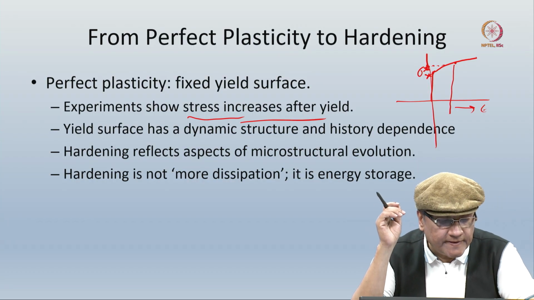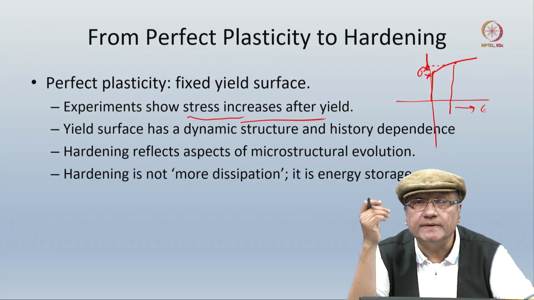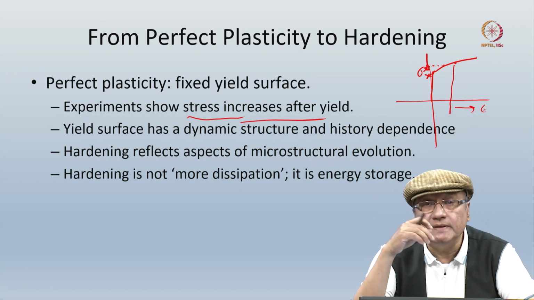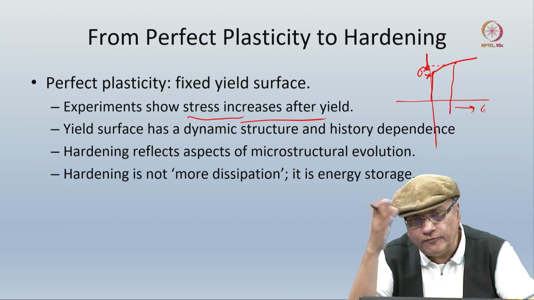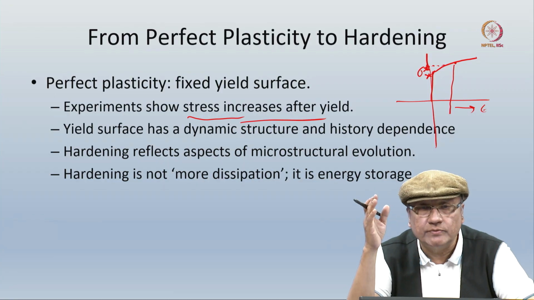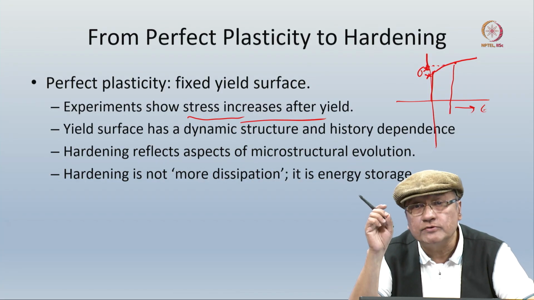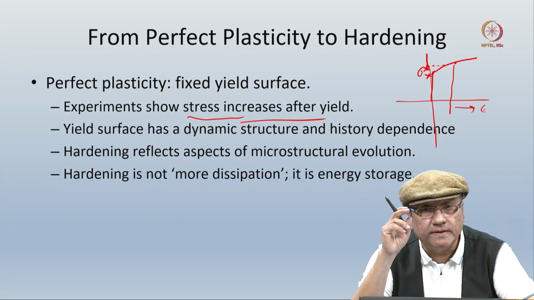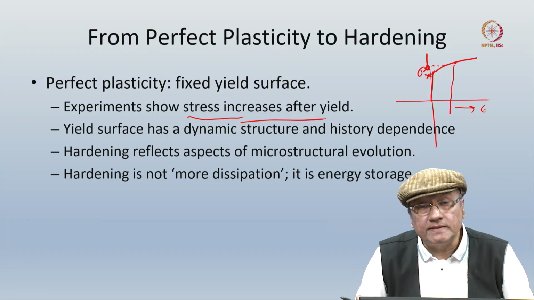Now the yield surface has a dynamic structure, as we have said. Of course it is history dependent, because plasticity by its very nature is history dependent. By history I mean the history of the response. Now hardening, as with all forms of phenomena associated with plasticity, also reflects certain aspects of microstructural evolution. But one thing that has to be remembered is that hardening is not just dissipation. It is some kind of an energy storage.